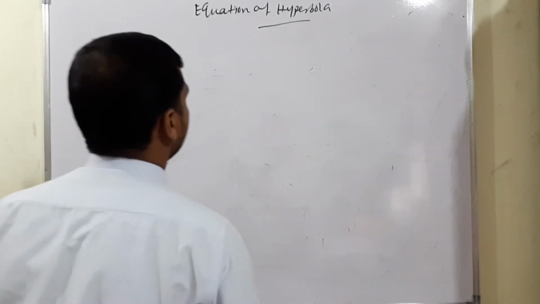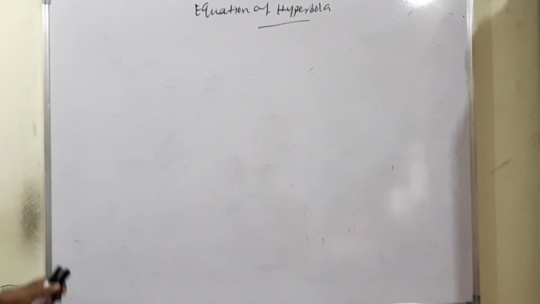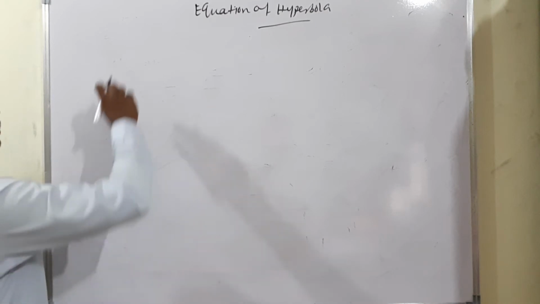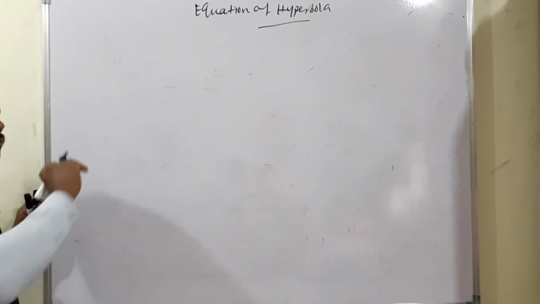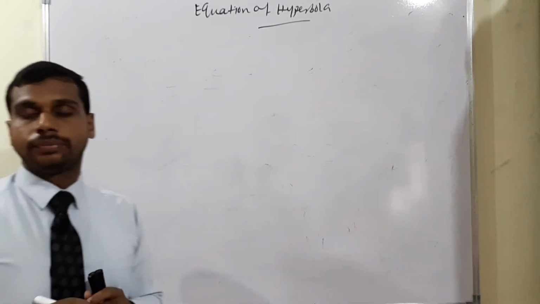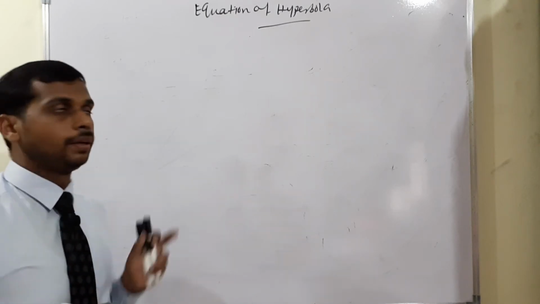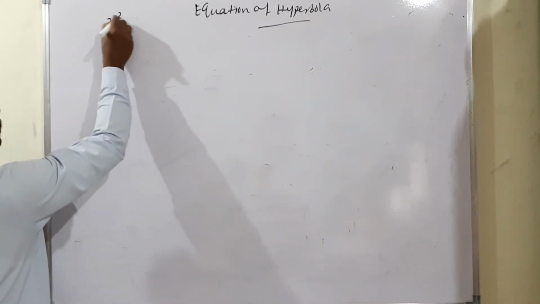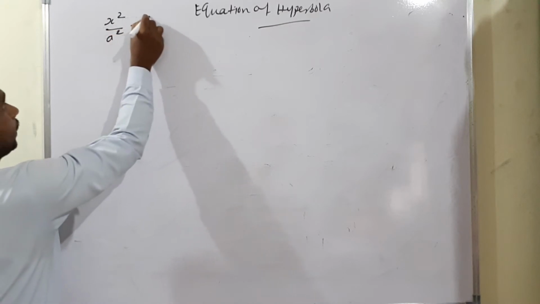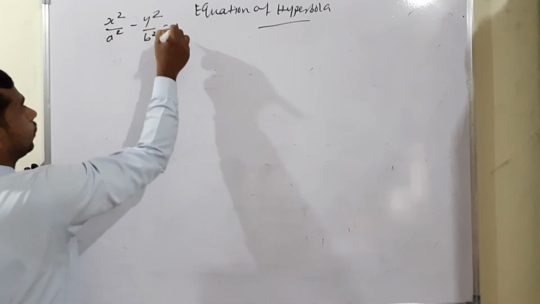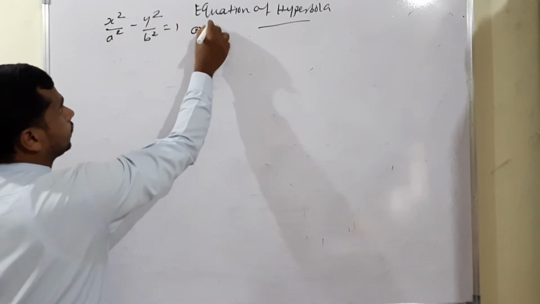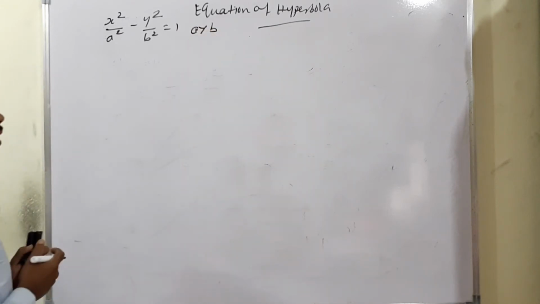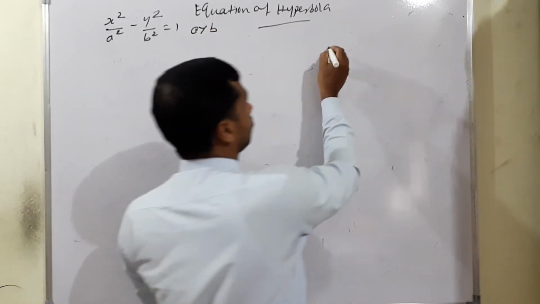So moving to how to find the equation of a hyperbola. The main condition: in the ellipse, we know the general equation is x square by a square plus y square by b square equals 1. But here it is simply x square by a square minus y square by b square equals 1. The condition also is always a greater than b.